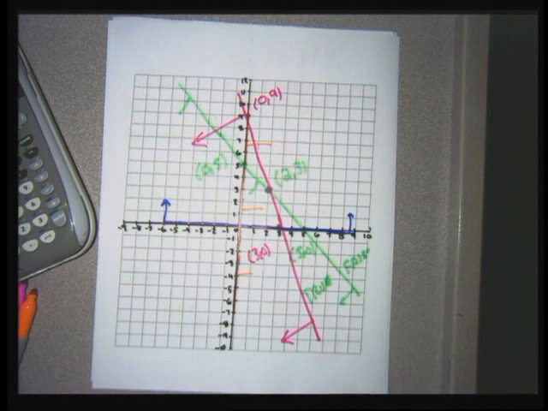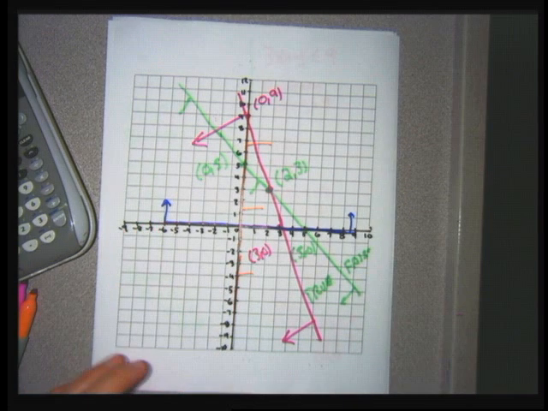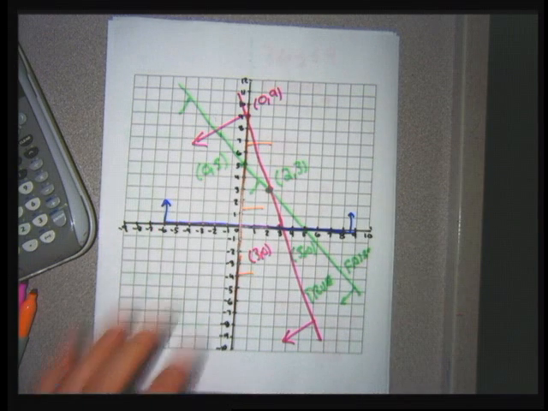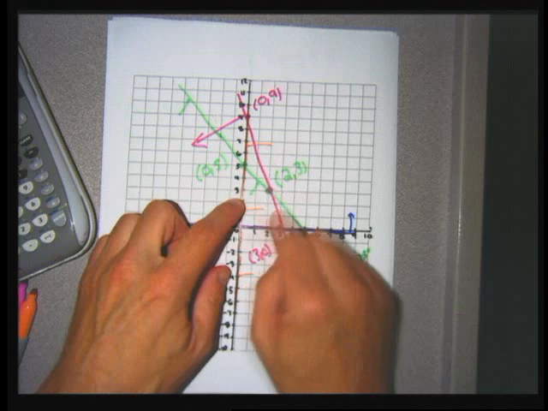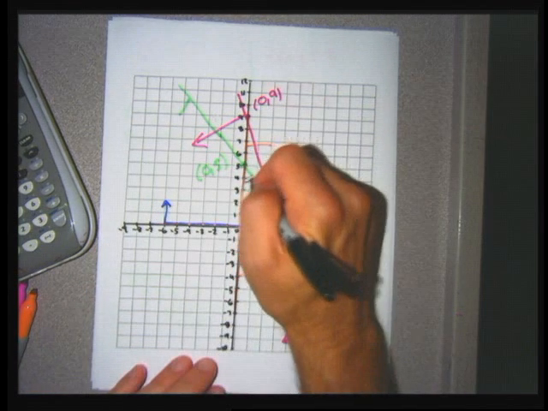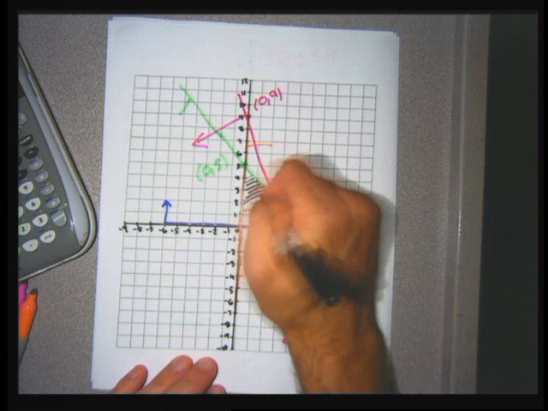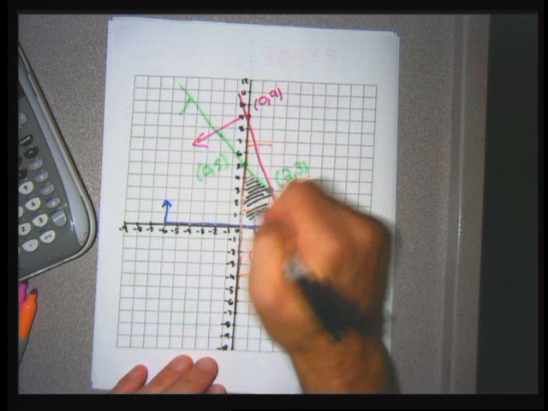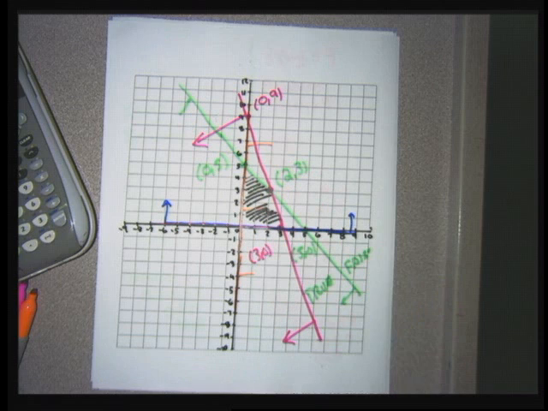Ultimately, I want to find out where all the shadings overlap. And again, it has to be in the first quadrant because of the x greater than or equal to 0, y greater than or equal to 0. And both of these lines, the green line and the pink line, shade down. The final shaded region is going to be this nice bounded region. This is a nice looking graph in some sense.